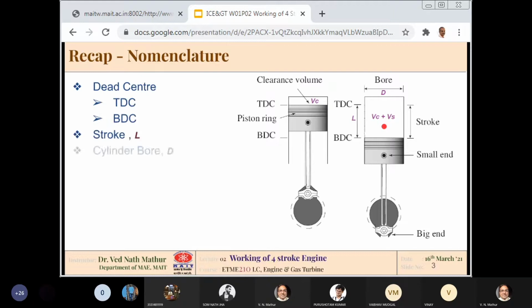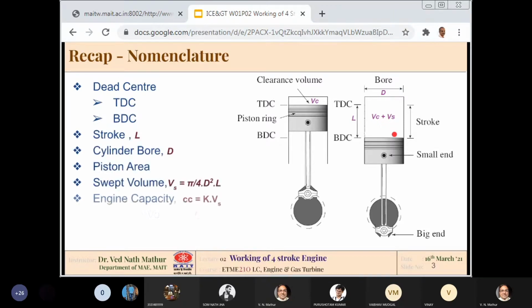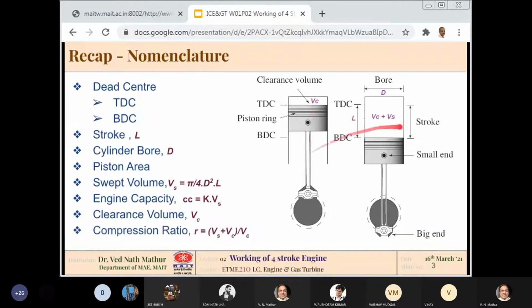So if you want to find out the compression ratio, then that should be equal to the volume inside the cylinder before compression, which is equal to Vc plus Vs, divided by the volume after the compression, which is equal to Vc. So the ratio of Vc plus Vs and Vc is the compression ratio. This is denoted by R. This is the same thing which we used while we derived the expression of efficiency of an engine for the Otto cycle.